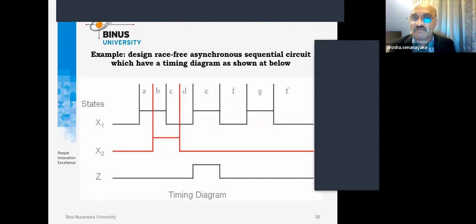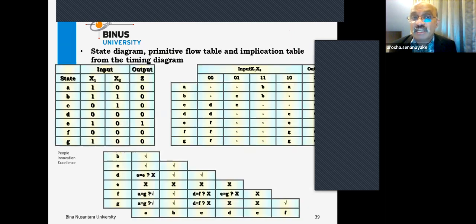In that form, we can design race-free asynchronous sequential circuits which have a timing diagram. The expectation is that the timing must always be considered in order to make sure it doesn't enter a race condition. That's what I explained right at the beginning.